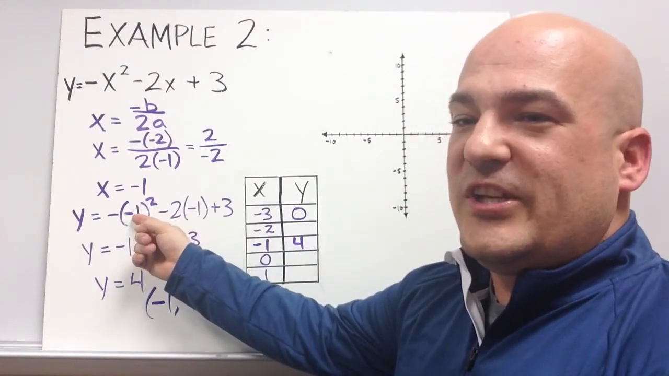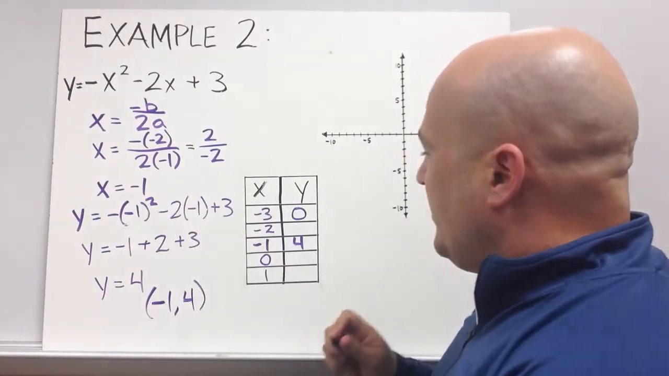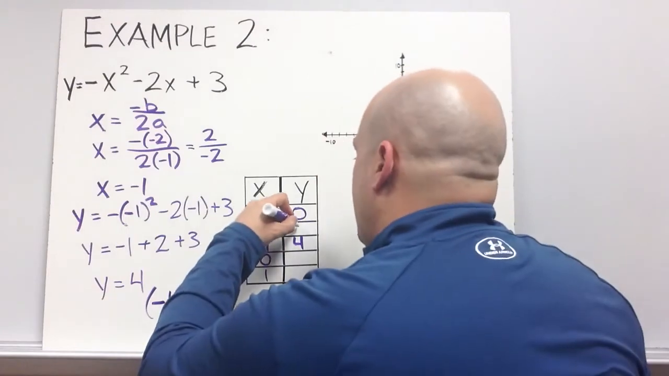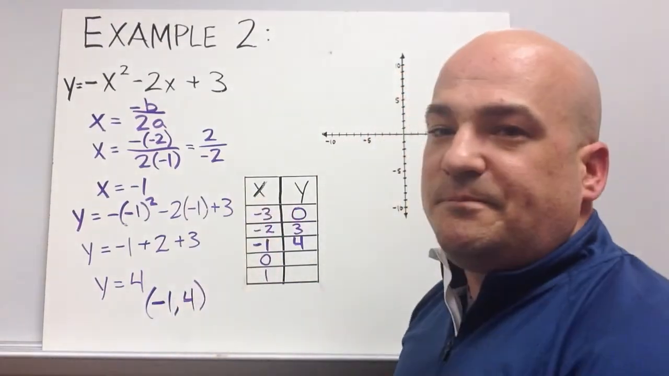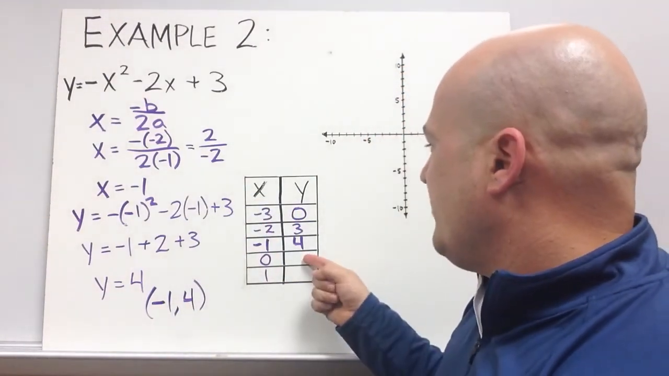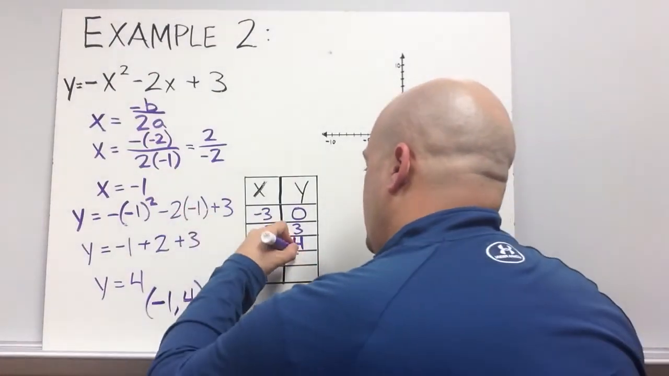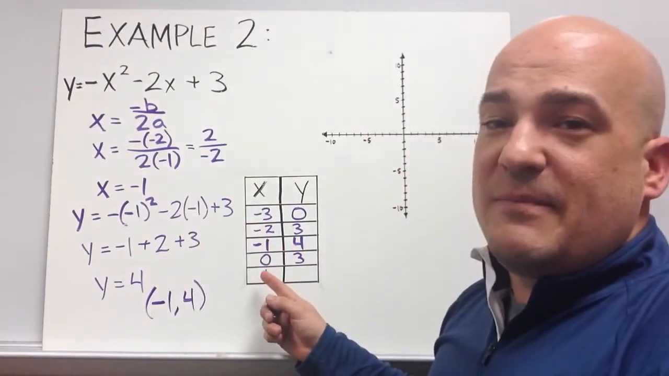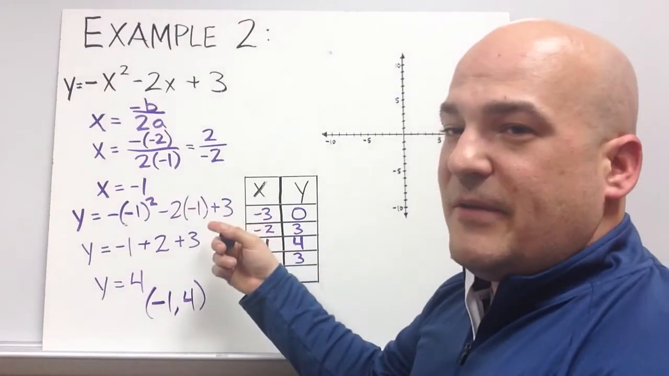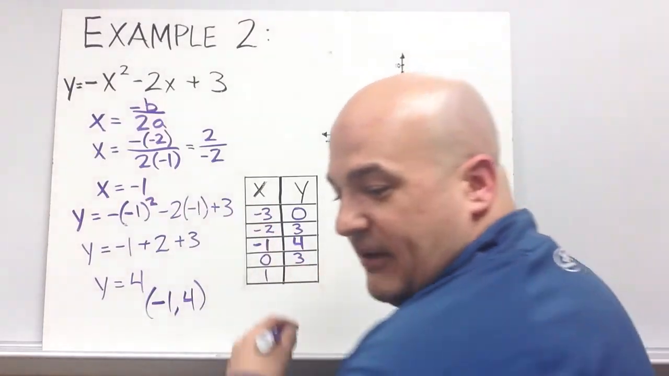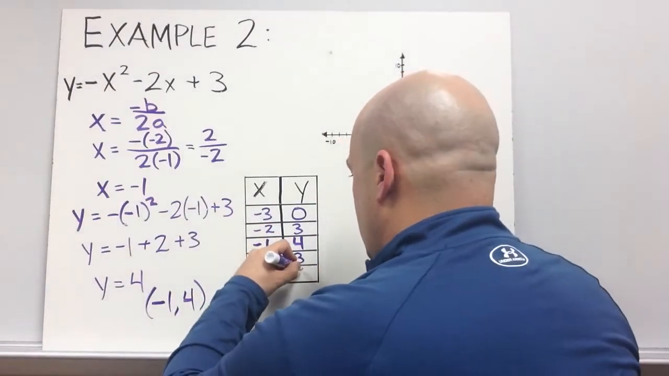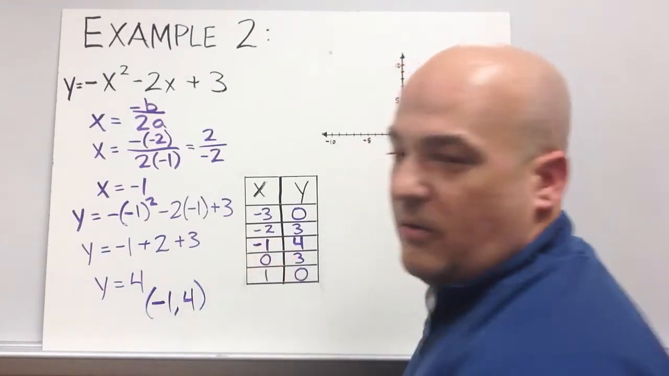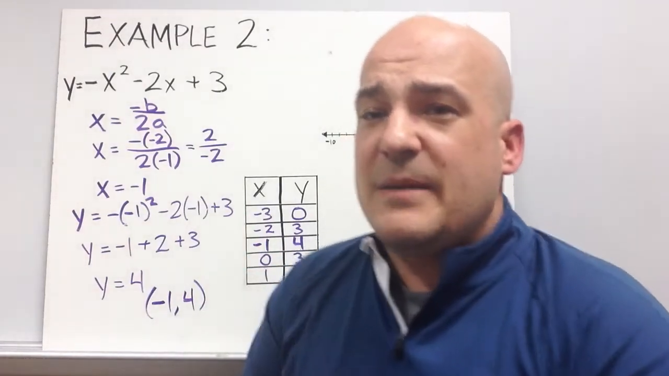All right? Then you do the same thing with negative 2. Plug it into that original equation, put it in your calculator. You end up with a y value of 3. You do the same thing for 0. Plug it in. You end up with 3. And you do the same thing for 1. Plug it in up there. And your calculator will give you a y value of 0. All right. Step number 2 is done.